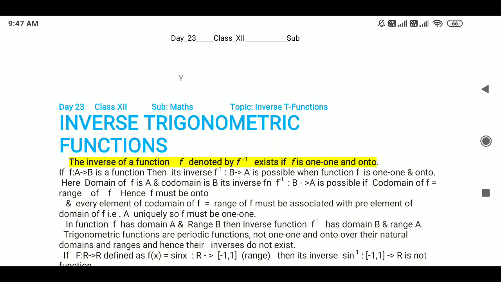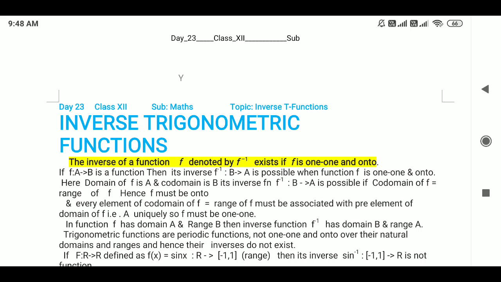Before going to this, we must know about a function. A function is a relation between two sets in which every element of the first set A is uniquely associated with an element of set B.